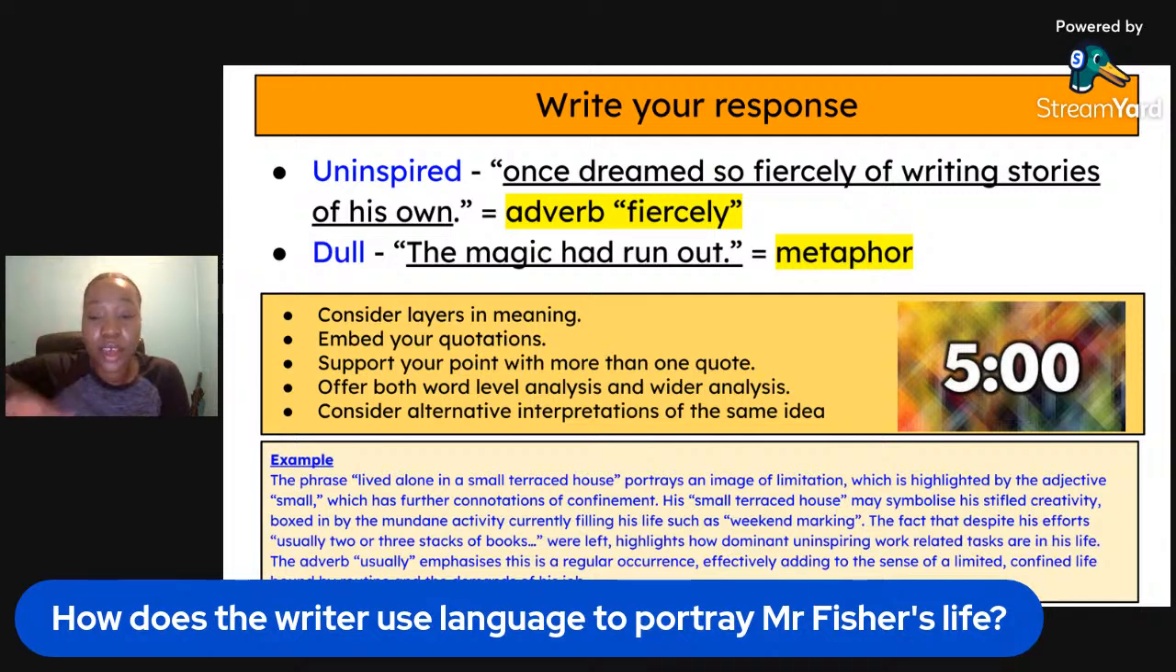You could just carry on because the magic had run out was your last quote that you used there. So that could work quite well. Okay, so 5 minutes again. And if you've got any questions, you can type them in as we go along. But 5 minutes, a new set of quotes are on the screen. Have a go, starting now.